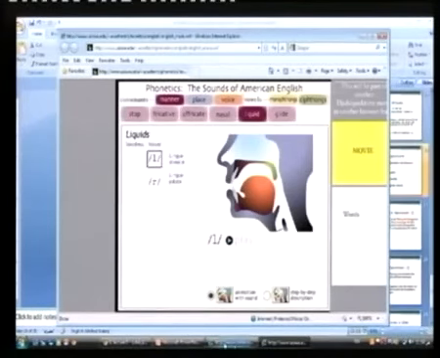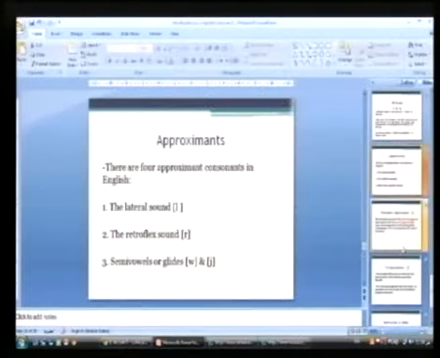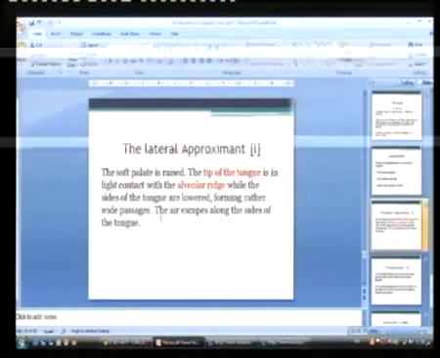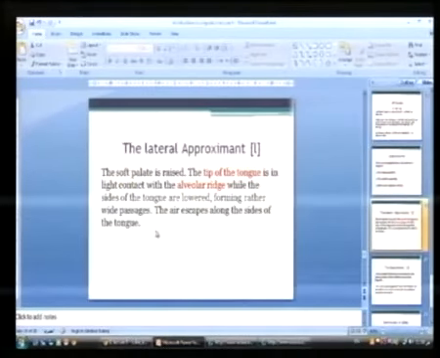Good so far? You have here an explanation. The soft palate, the velum, is raised. It means the nasal cavity is closed because that's an oral sound. The tip of the tongue is in light contact with the alveolar ridge, so there's a contact. We're not going to leave a small passage just like in fricatives. The sides of the tongue are lowered, forming rather wide passages. The air escapes along the sides of the tongue. You see how we produce the sound now?